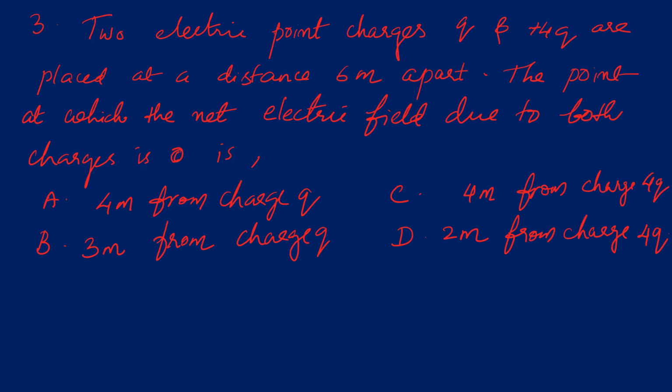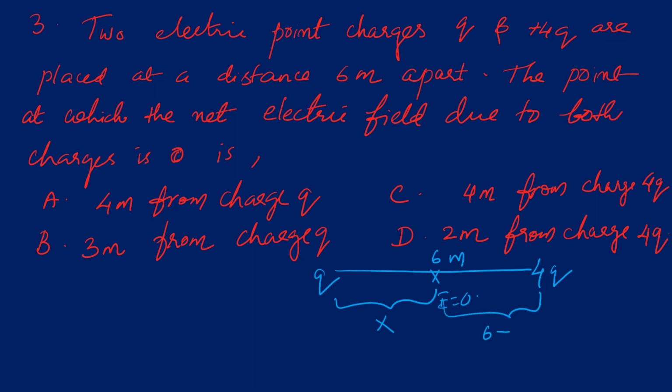Two electric point charges Q and 4Q are placed at a distance 6 meters apart. The point at which the net electric field due to both charges is 0 is. Options are given. In the question, Q and 4Q are at a distance 6 meters apart. We have to find the point at which net electric field is 0. So let us take this distance as x, and so that remaining distance we can write it as 6 minus x. So electric field due to plus Q, that is equal to electric field due to plus 4Q.